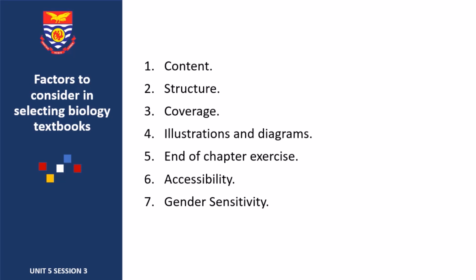The next one is illustrations and diagrams. With illustrations and diagrams, we are saying that visually appealing and attractive text can easily engage students' interest. That is the illustration and diagram. And then we also talk about the coverage. The coverage is talking about the topics covered, and the key objectives must align to the instructional objectives. That is the coverage aspect of the textbooks.